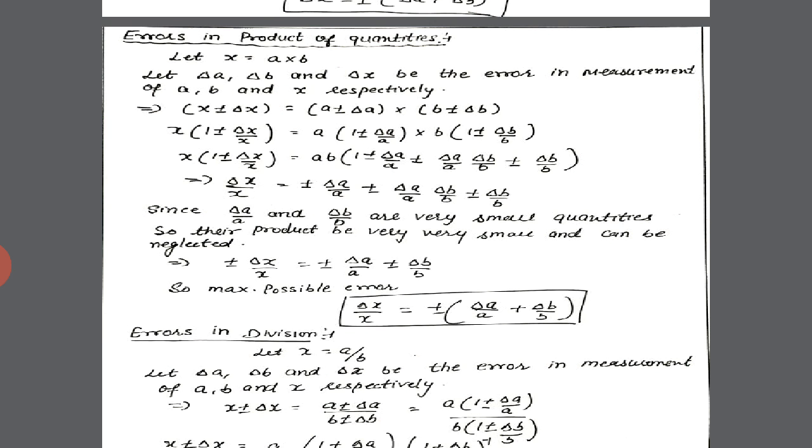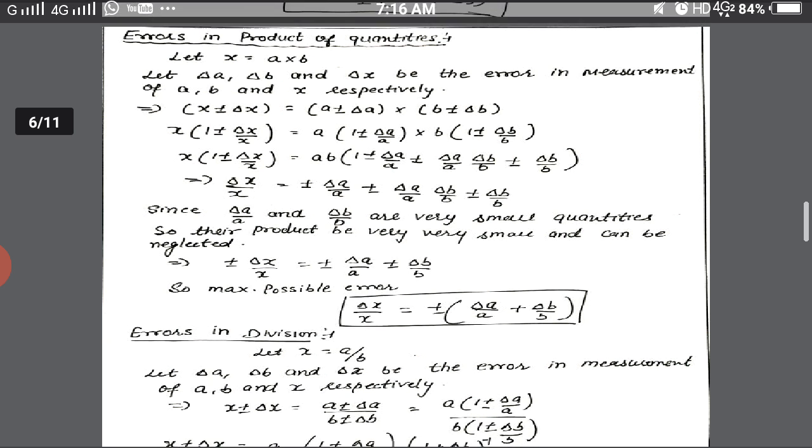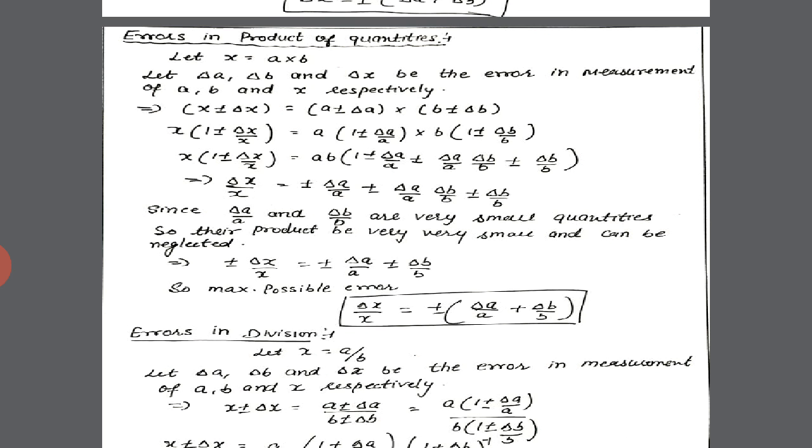Okay, since delta a upon a and delta b upon b are very small quantities, their product can also be neglected. Then plus minus delta x upon x is equal to plus minus delta a upon a plus minus delta b upon b. So the maximum possible error is delta x upon x equal to plus minus delta a upon a plus delta b upon b.